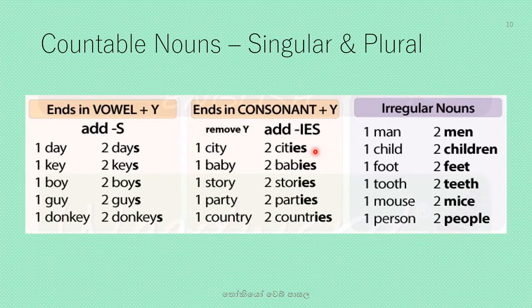When we had F or FE, we removed it and added VES. Likewise, here we remove the last letter Y and add IES. City, cities. Baby, babies. Story, stories. Party, parties. Country, countries.